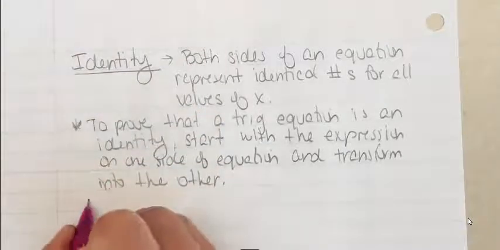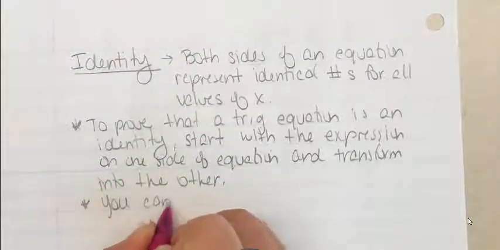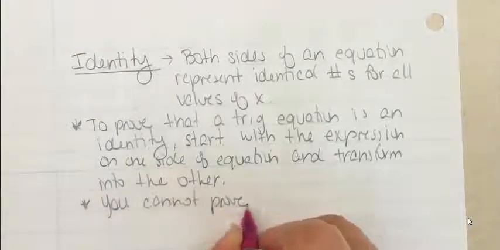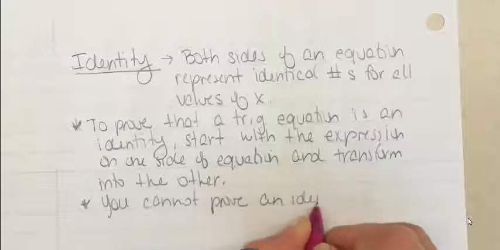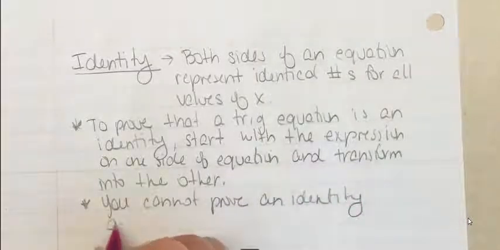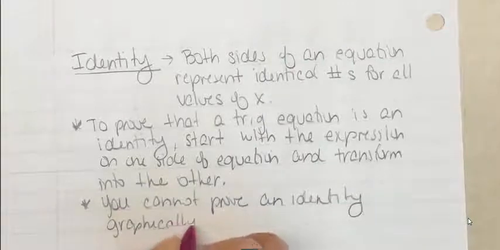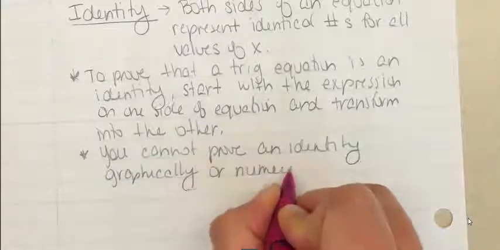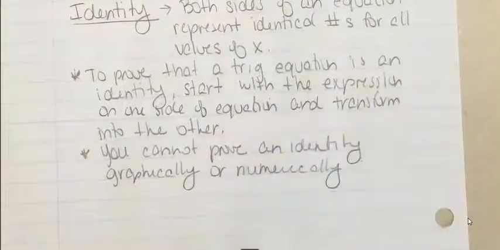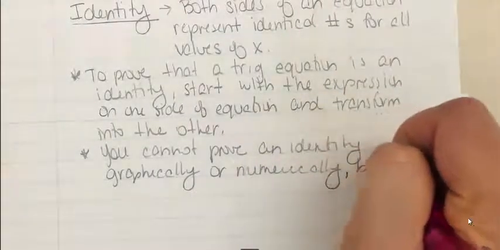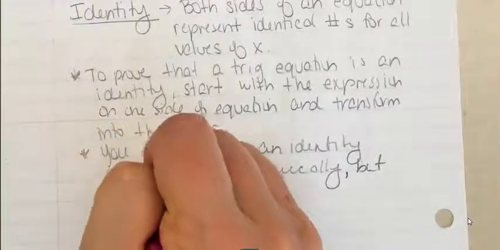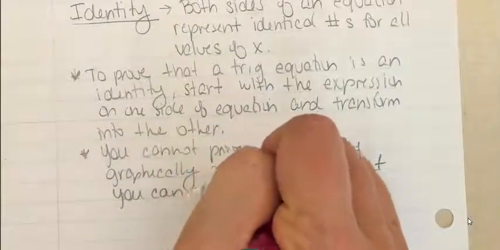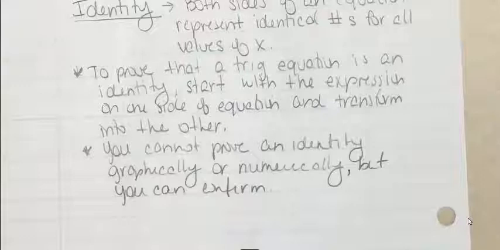Now, you can't prove an identity graphically or numerically. You have to prove it algebraically. But you can confirm it this way. You can confirm that it works graphically or numerically, but if you want to prove it, you actually have to do the algebra associated with it.